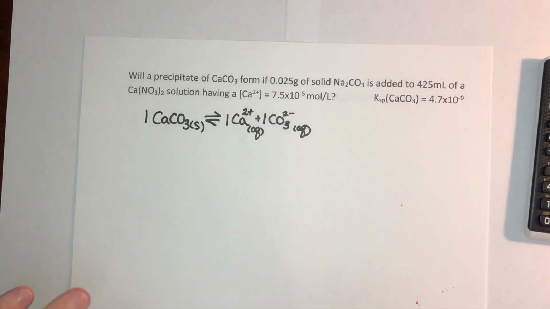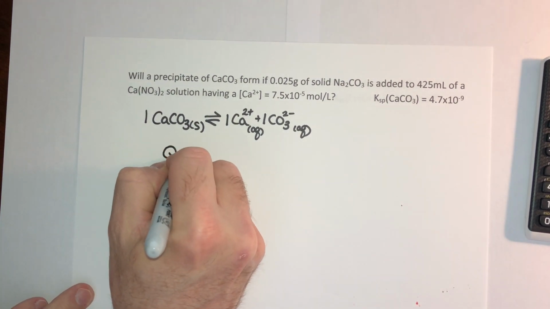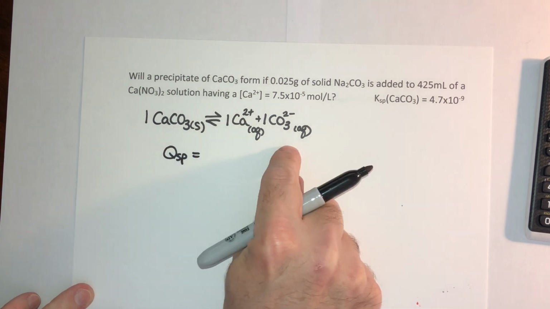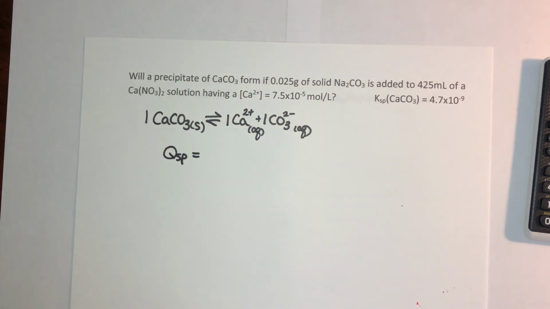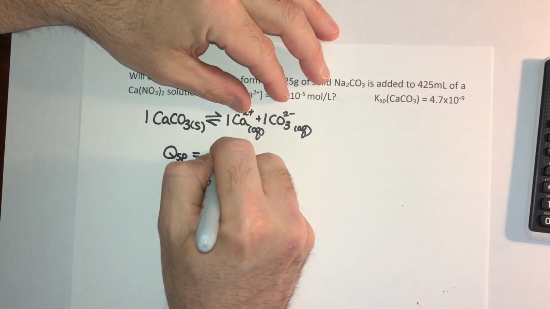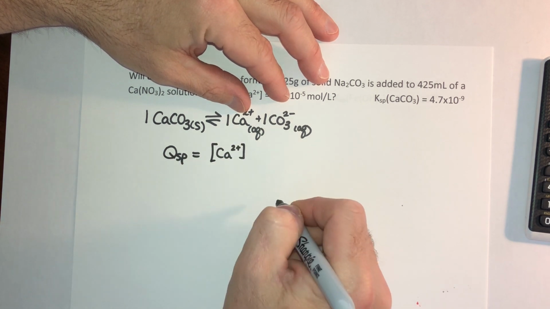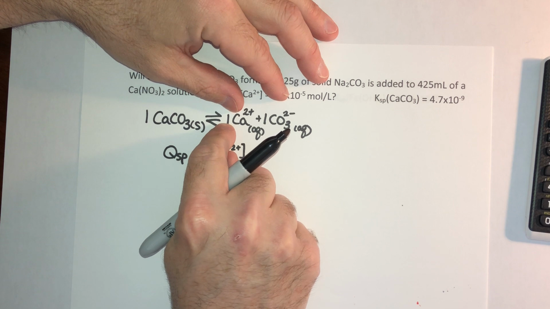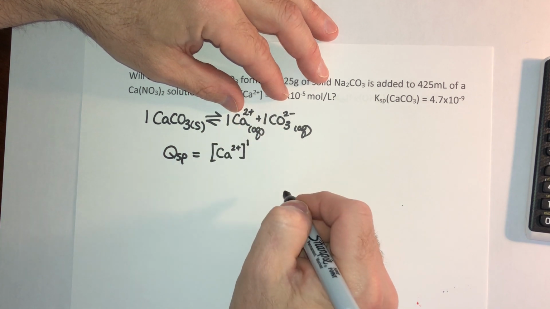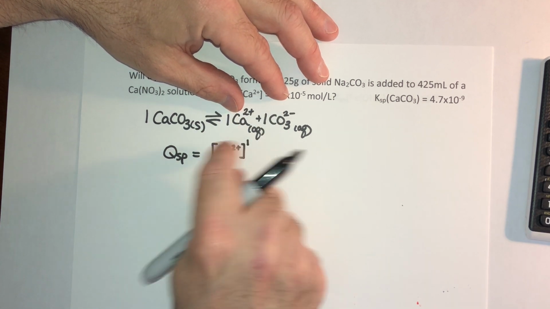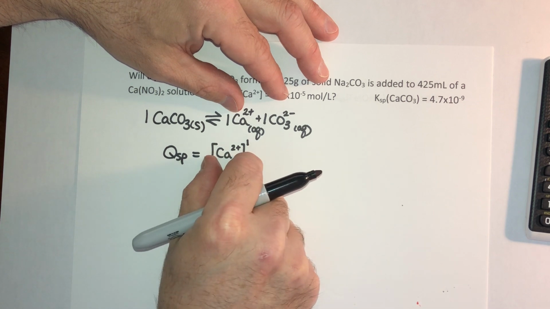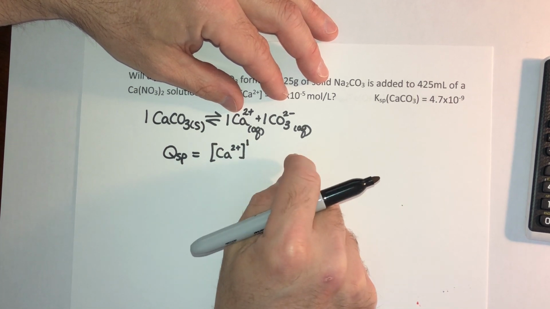Now I'm going to write my reaction quotient. Qsp equals products on the top, reactants on the bottom. First product is calcium 2+, square brackets to show concentration. You use the 1 to balance it, so it's a power of 1. If it was a power of 2 when you did your calculation, it would just mean you'd have to square it, right? It's just a power.